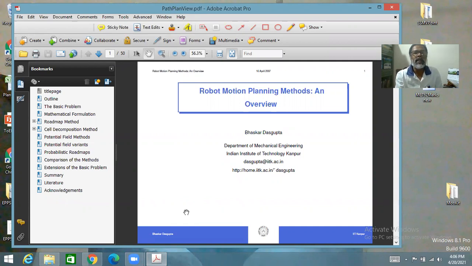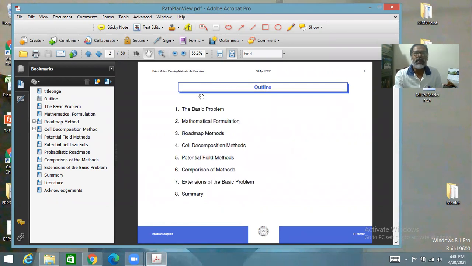This is one of the three advanced topics that I outlined in the beginning of the course. So after discussing the basic problem itself, we will talk about the mathematical formulation and then the three families of methods: roadmap, cell decomposition, and potential field methods. And then we will talk about the possible extensions of the basic problem and how they are handled. This we will keep to a very brief extent. Okay.